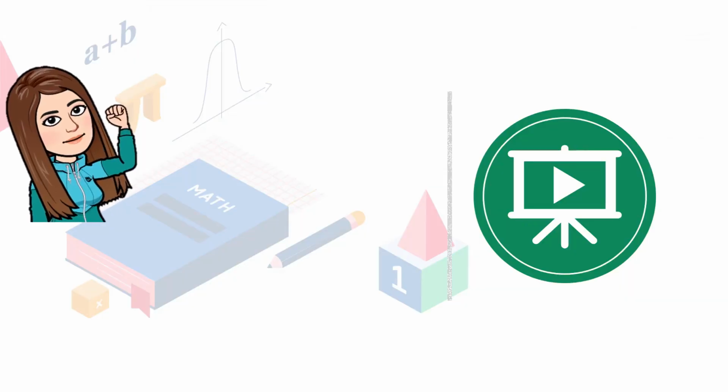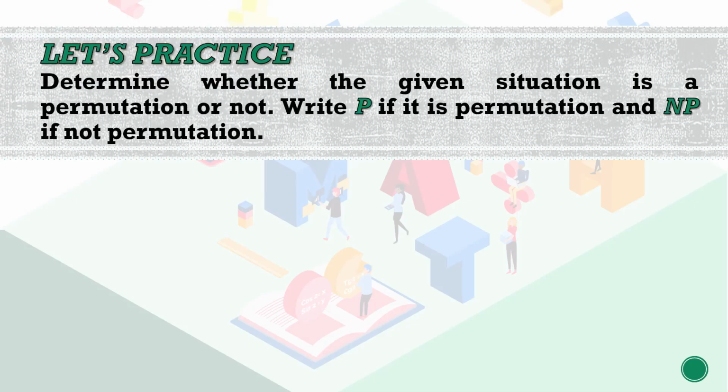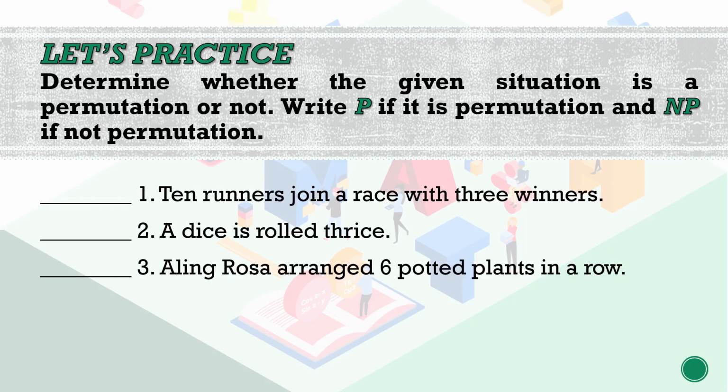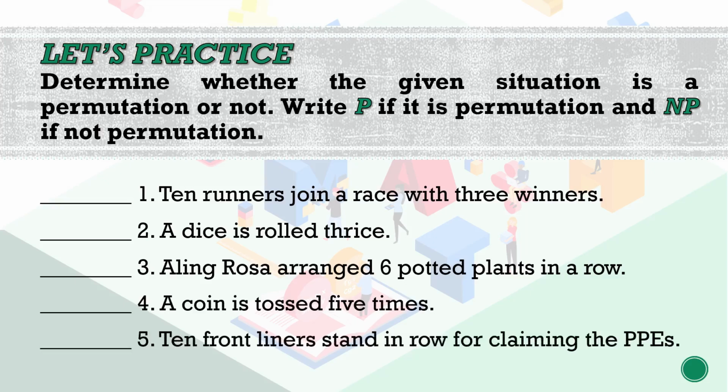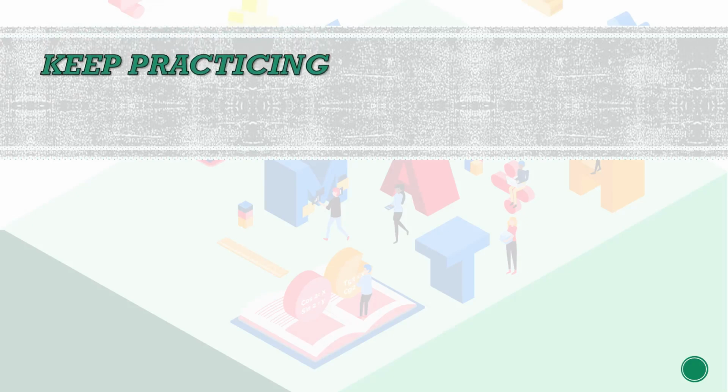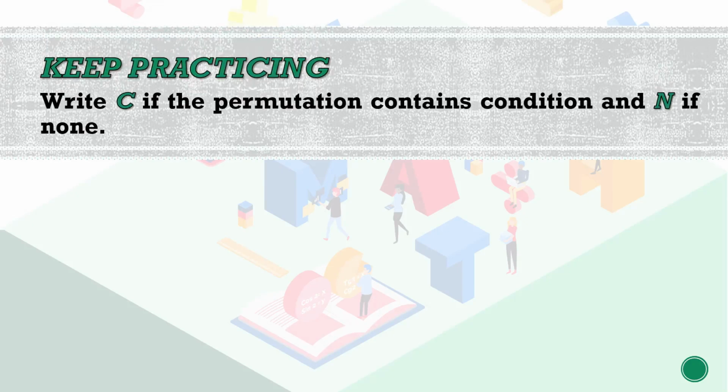Let us have our activities. For activity number 1, you have to determine whether the given situation is a permutation or not. Write P if it's permutation and NP if not permutation. Write your answer on the space provided before each number. For activity number 2, you will write C if the permutation contains condition and N if none.